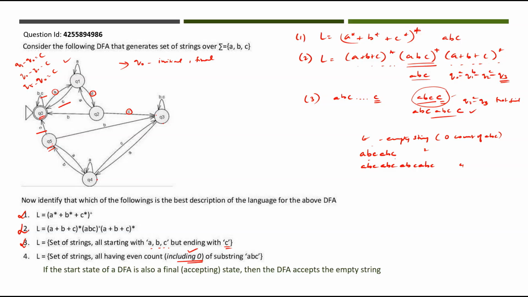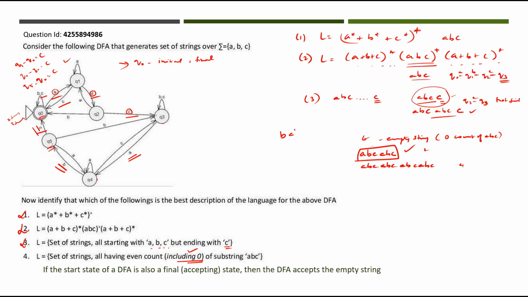Now let's check for double ABC count here. A, B, C, then again we will go for A, we will go for B, then we will go for C. So this is even count, this is getting fine. Now we will check for 4 times of ABC. Once we reach Q0 for 2 times of ABC, again we can go ABC and come back to Q0 again. So even count is accepted here along with 0 count. So this is the best description of the language for the above DFA: set of strings all having even count, including 0, of substring A, B, C.